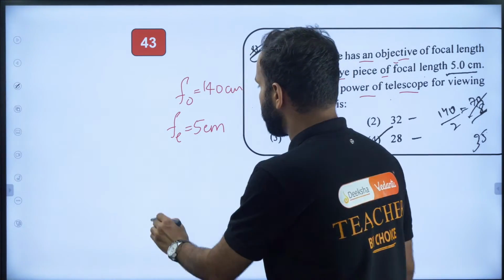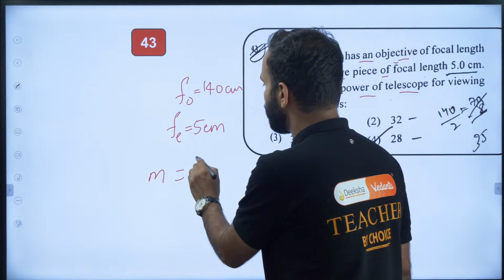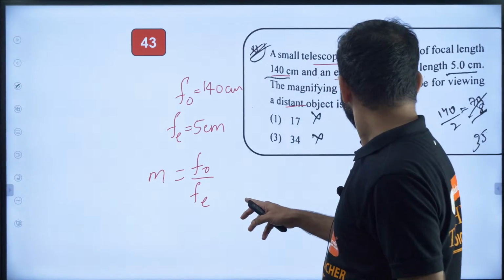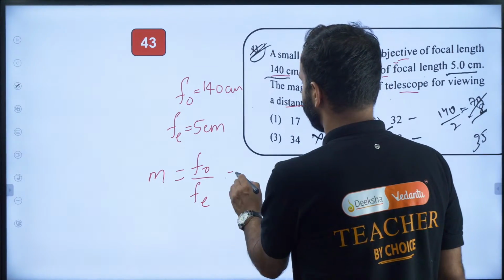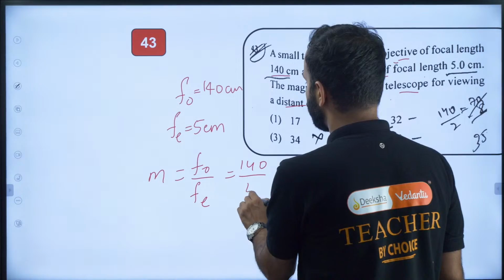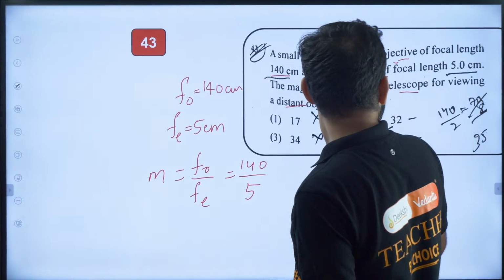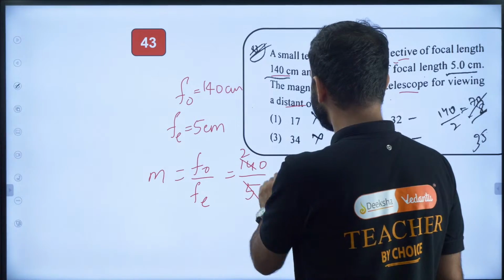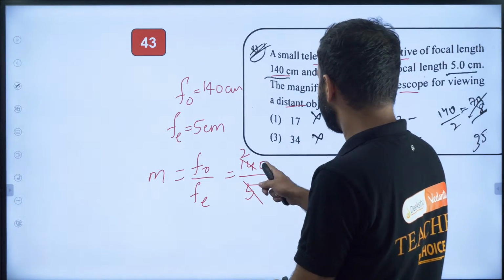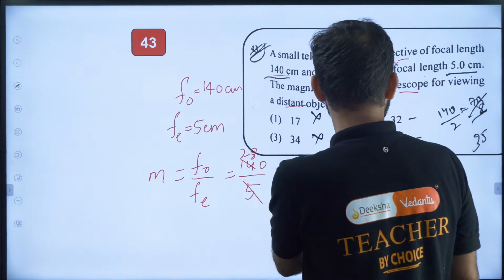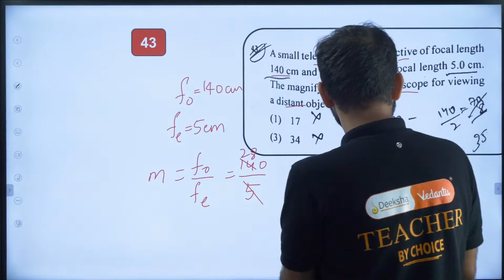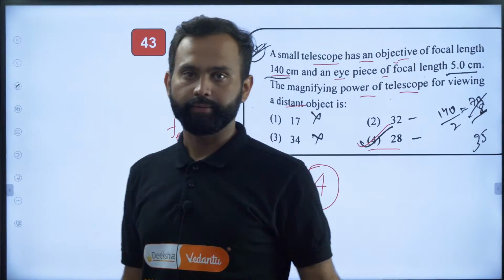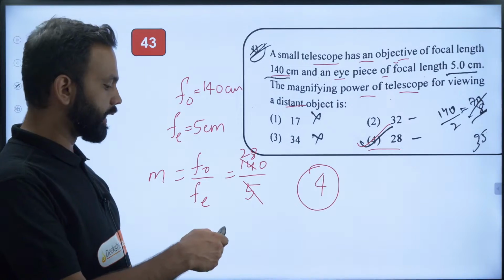So magnifying power of the telescope M is equal to FO by FE, right? FO is 140, FE is 5. So 5 2s are 10, then 5 8s are 40, so 28 is the correct answer. Option 4 is correct. Understood? Option 4 is correct.